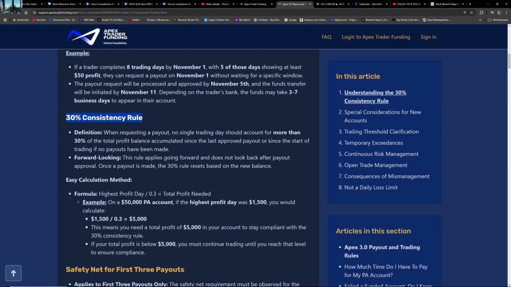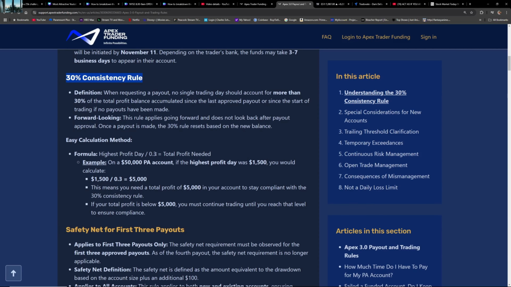We'll get into what you need to do to make sure that you hit those in just a few seconds. Forward looking: the rule applies going forward and does not look back after an approval or denial. They say approval, but it's or denial. Once a payout is made, the 30% rule is reset based on the new balance. Now, I don't know if it's of a denial because they didn't mention it, but I'm expecting it's of a denial as well.